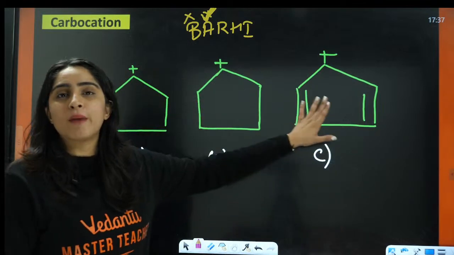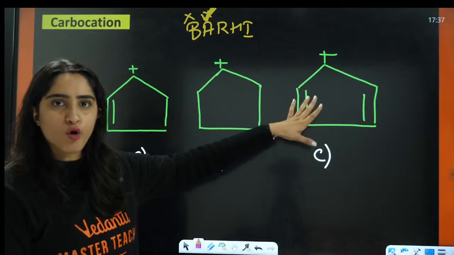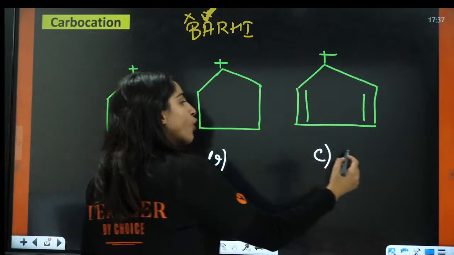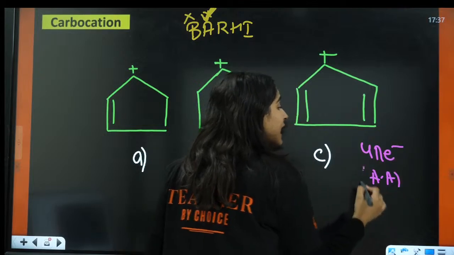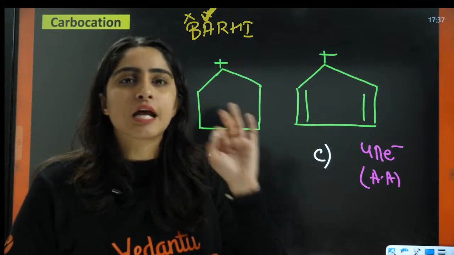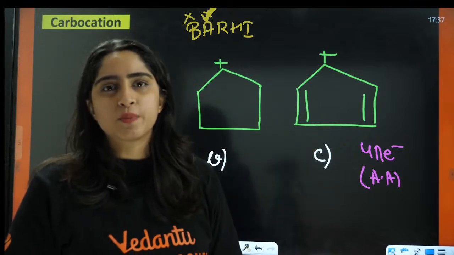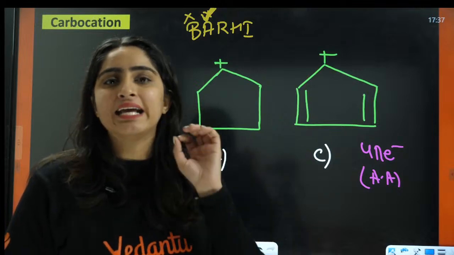Tell me if this is aromatic or anti-aromatic. This is following PCC. It has 4 pi electrons. That means this is anti-aromatic. And as I told you, anti-aromatic is the most unstable species. No compound wants to react and get into anti-aromatics.